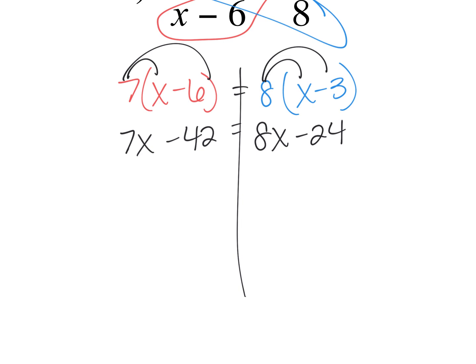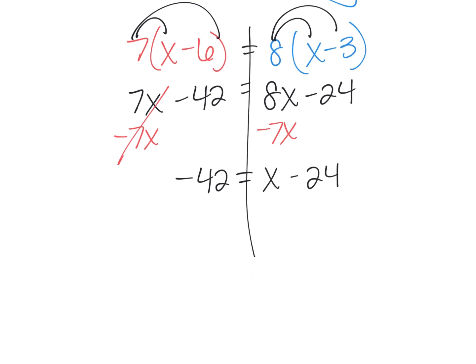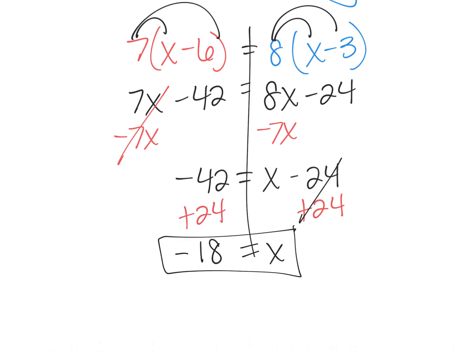Now let's start solving. So I'm going to subtract 7x. There's a couple different ways you can do it, but this is just how I'm going to do it. Drop down that negative 42. Don't forget there's a negative. 8x minus 7x would give you x. And drop down the minus 24. Now let's add 24 to both sides. So x would be negative 18. Better check my math on that one. I think that's right. There you go.